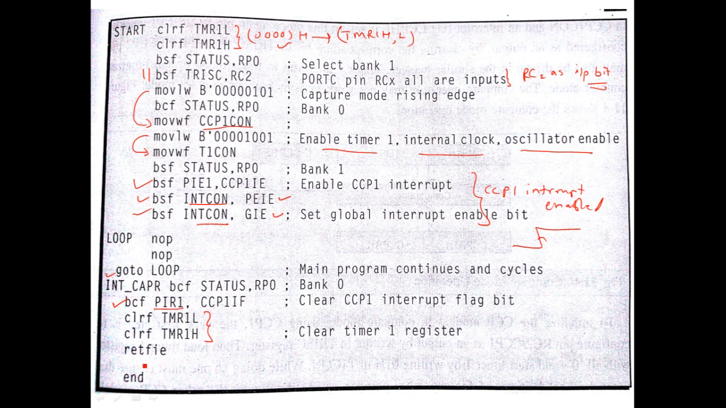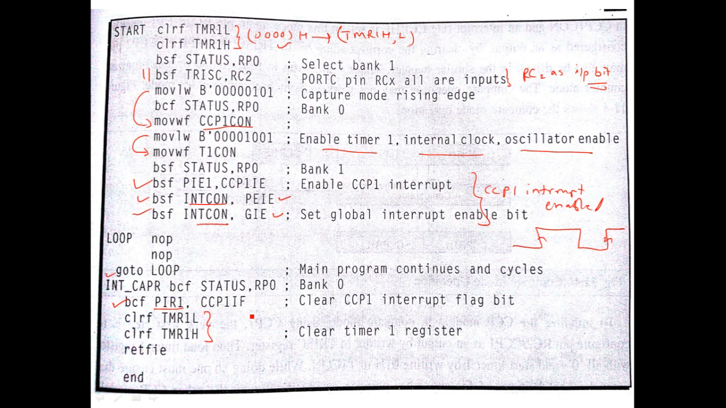You know this instruction. So this returns back to the main program, and once again the process will continue. When the next rising edge comes, at that rising edge again the interrupt will occur, and again the same thing will be repeated. So this is how we can write a program.